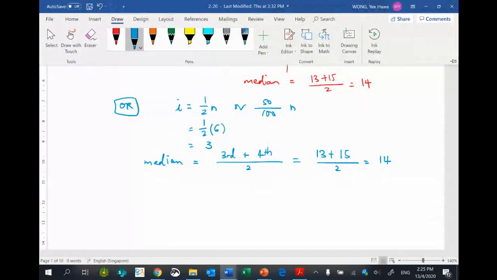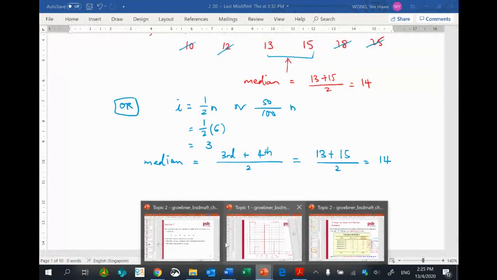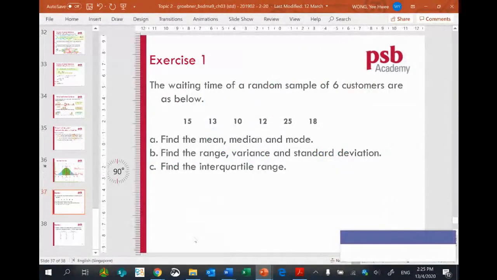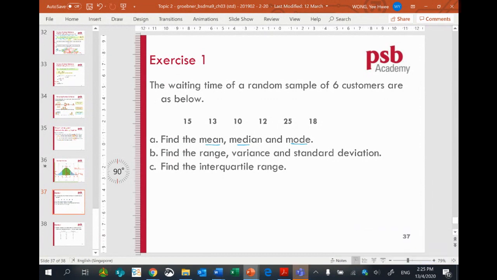Next, what's the question? We got the mean, we got the median. Now we're going to calculate the mode. Okay, so where is the mode?